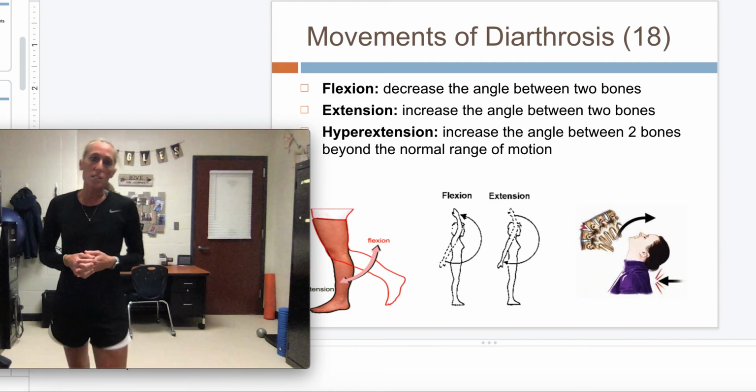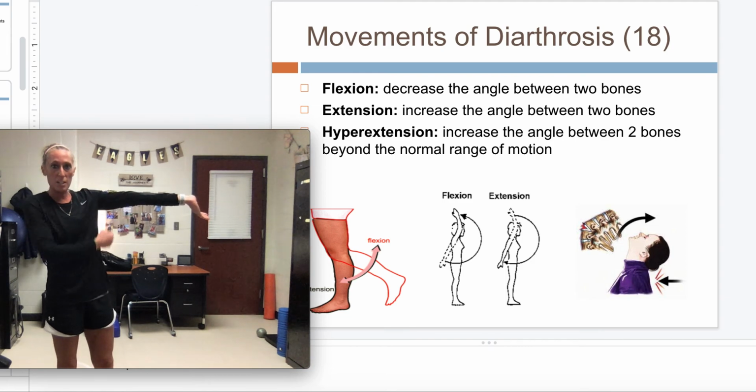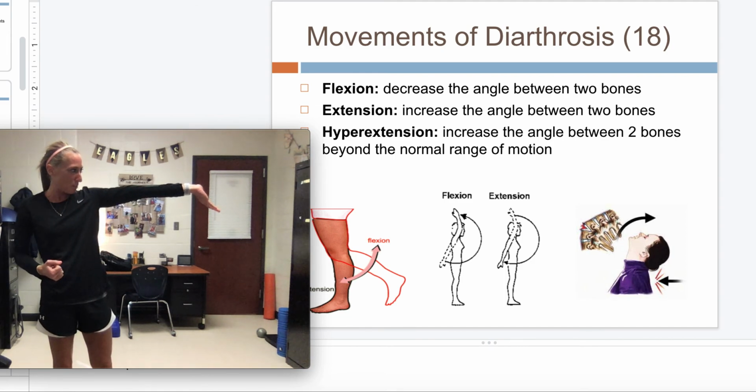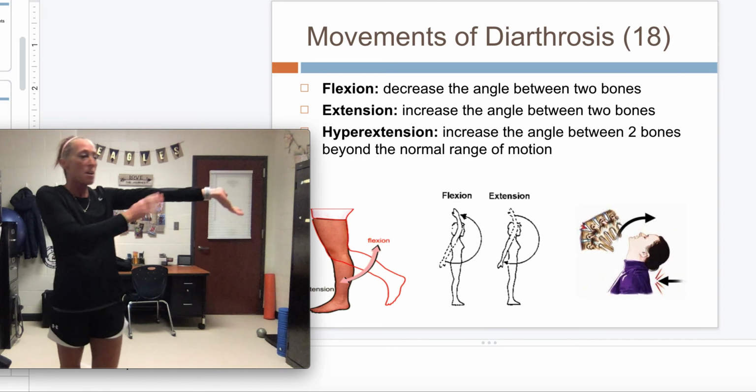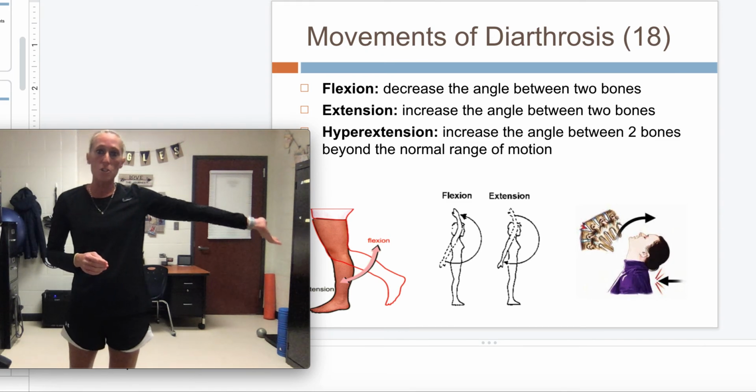The third one on this slide is hyperextension. Some people can see hyperextension in the elbow. I maybe have a little bit, but not a whole lot that you can see. But that is going past its normal range of motion. It's called hyperextension.